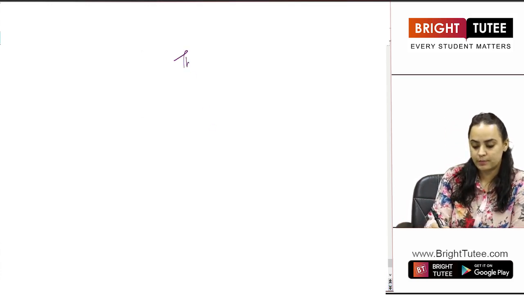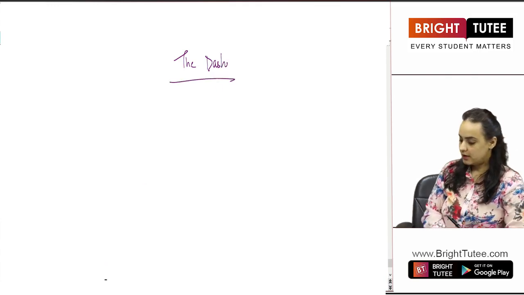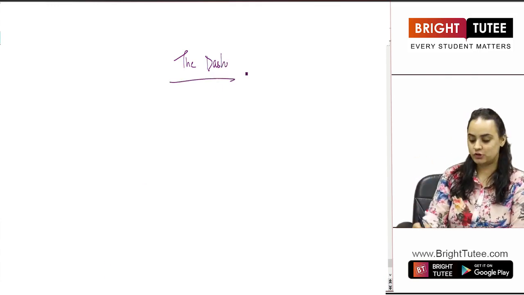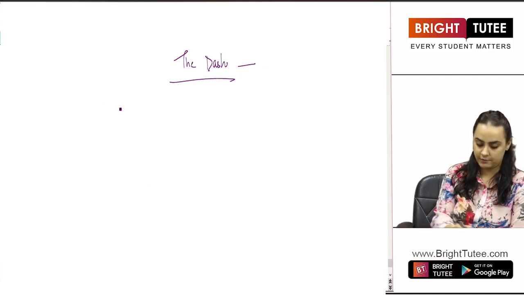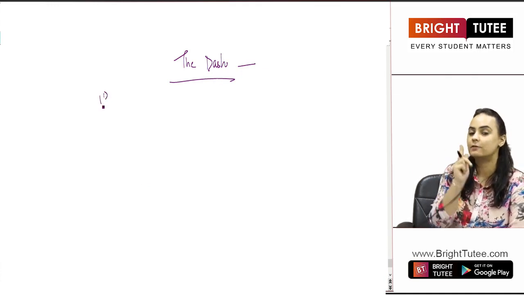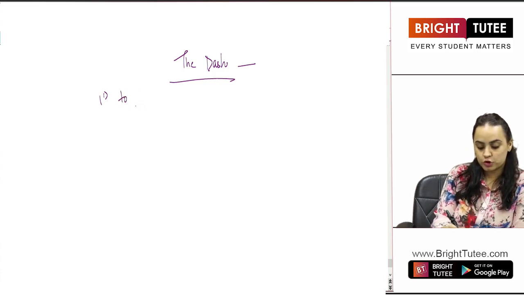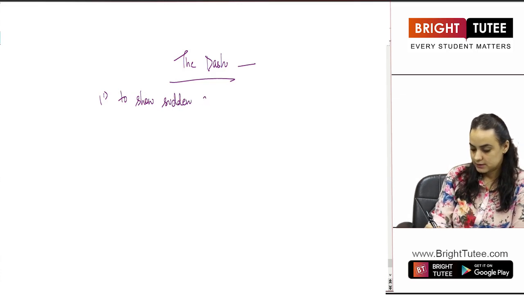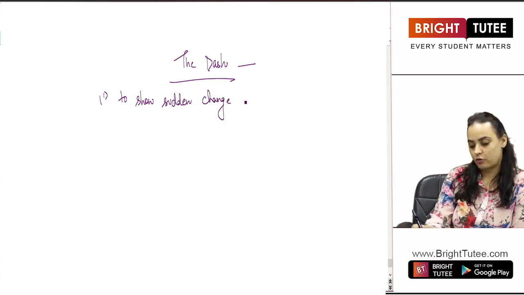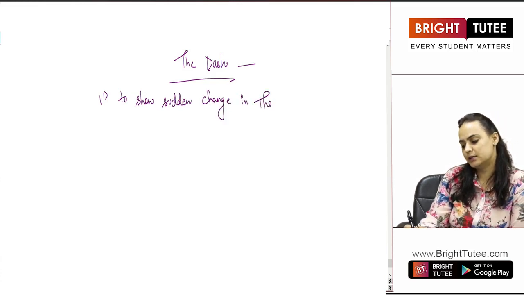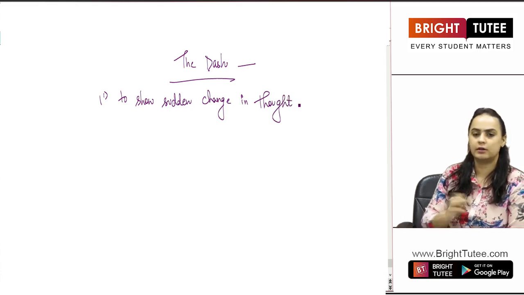The last punctuation that we have is the dash. Now where do we use a dash? A dash is bigger than a hyphen. This is the difference between a hyphen and a dash. You need to remember that. To show a sudden change in thought. If you are thinking something and suddenly a new thought comes to your mind.